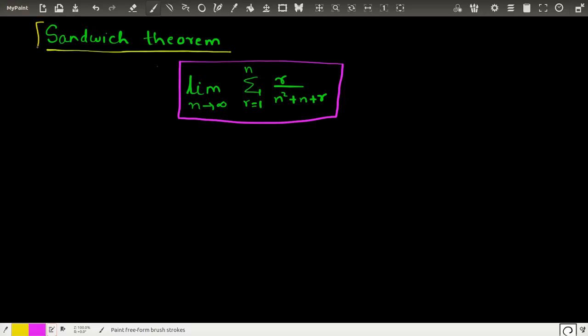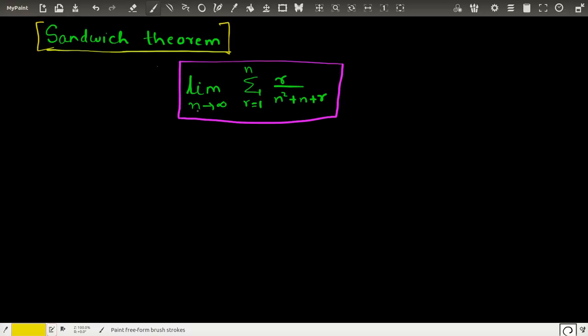Now the sandwich theorem is used when we are not able to directly find the limit of a function, but we know of two functions, one above the given function and one below the given function, which converge to the same value. Now just to make things more clear, let's understand this with the help of this example.